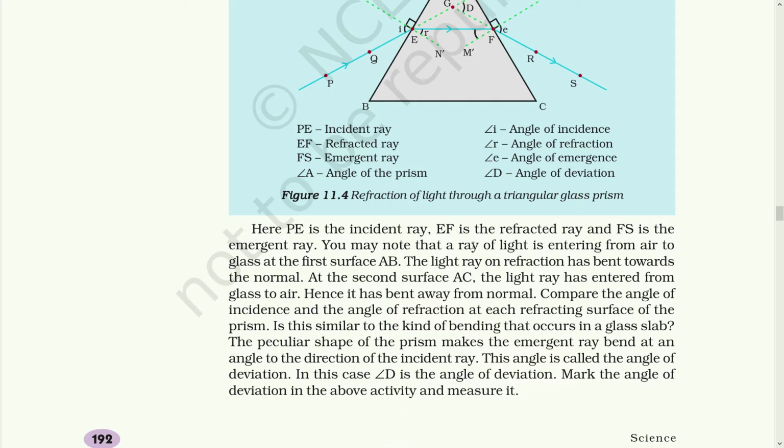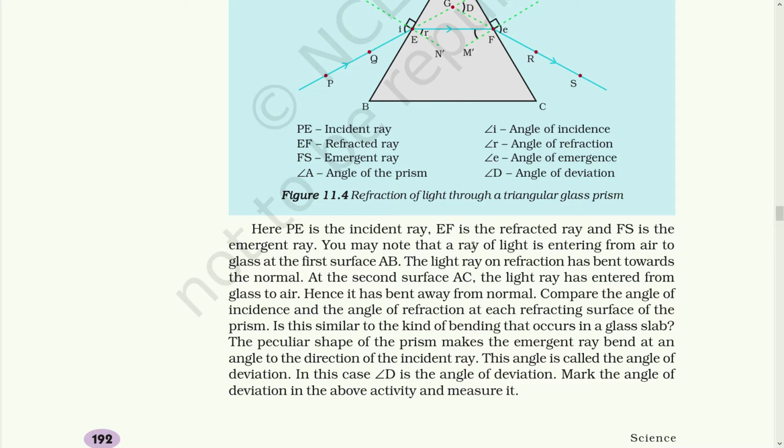You may note that the ray of light is entering from air to glass at the first surface AB. The light ray on refraction has bent towards the normal. At the second surface AC, the light ray has entered from the glass to air. Hence, it has bent away from the normal. Compare the angle of incidence and the angle of refraction at each refracting surface of the prism. Is this similar to the kind of bending that occurs in the glass slab?